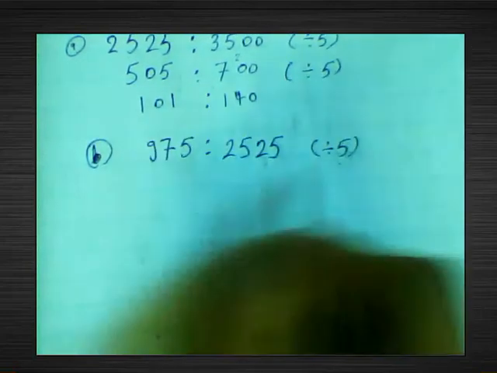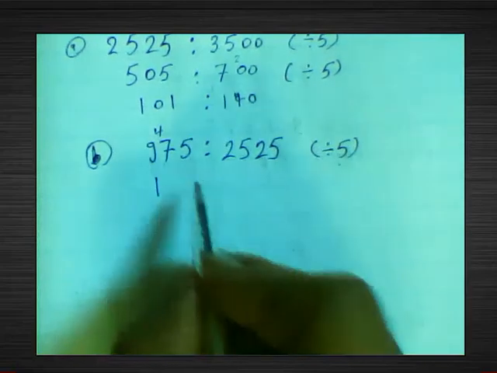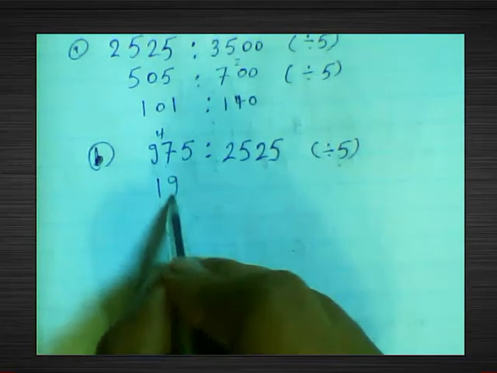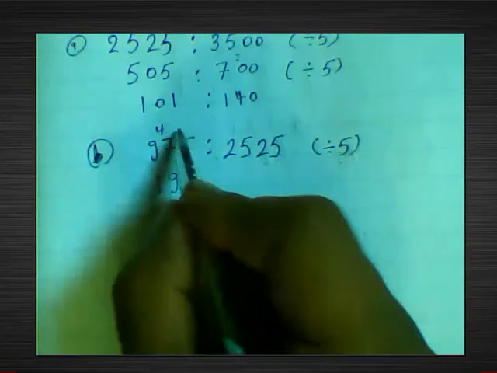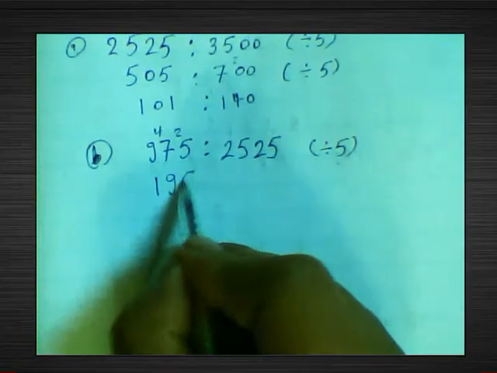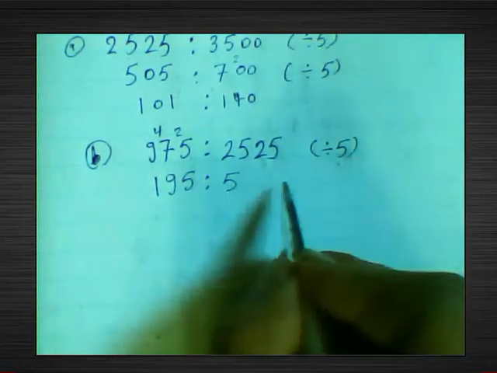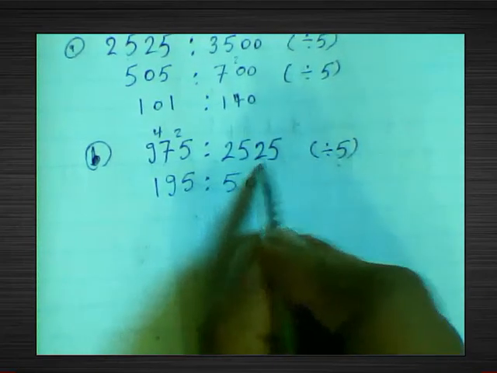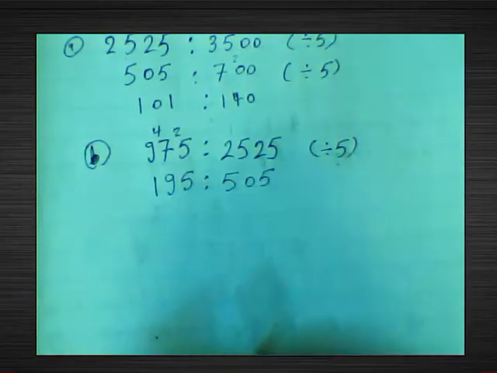9 divided by 5 equals 1, and the remainder 4. 47 divided by 5 equals what? Equals 9, because 5 times 9 equals 45, and the remainder 2. 25 divided by 5 equals 5. 2 divided by 5 equals 0, and 25 divided by 5 equals 5. Another step, we can divide it by 5.